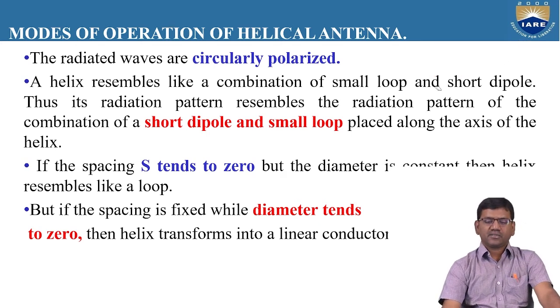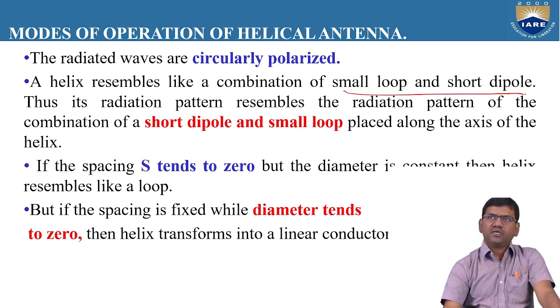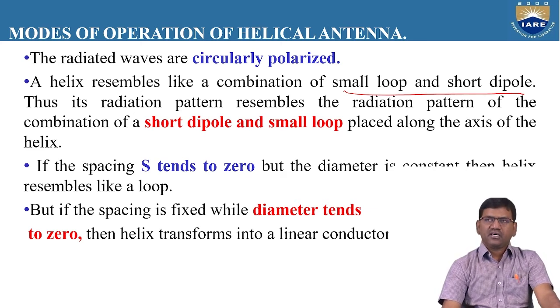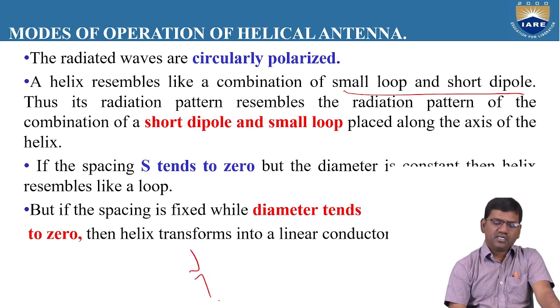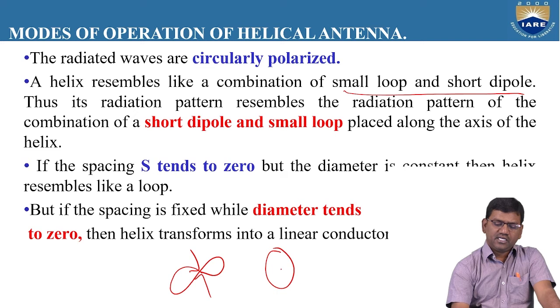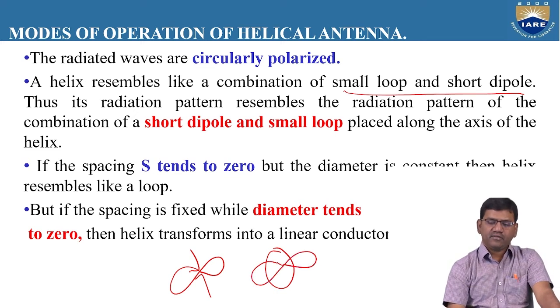So a helix resembles a combination of a small loop and a short dipole. Why? Because a small loop and a short dipole will have the same radiation pattern. If you take a short dipole antenna, the radiation pattern is the same. It will be like this. If you take a loop antenna, the radiation pattern will be the same, like a bidirectional pattern. So a helix resembles a combination of a small loop and short dipoles. Thus, its radiation pattern resembles the radiation pattern of a combination of a short dipole and a small loop placed along the axis of the helix.